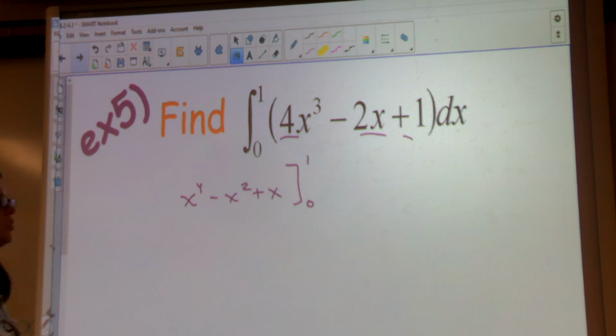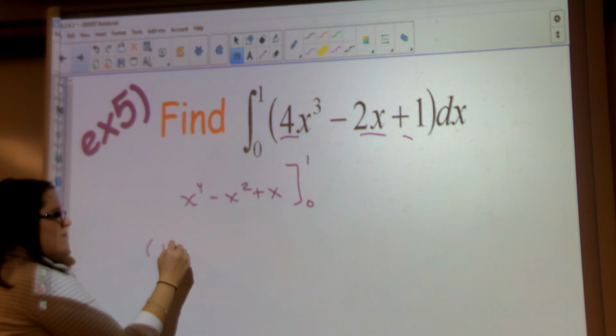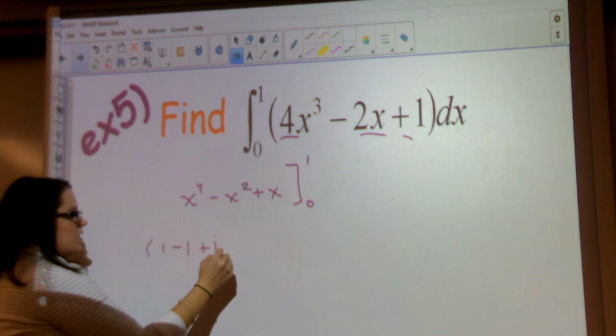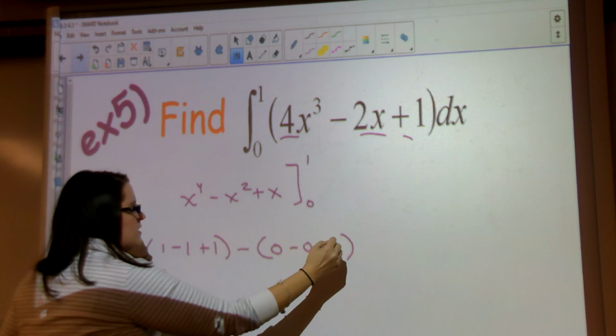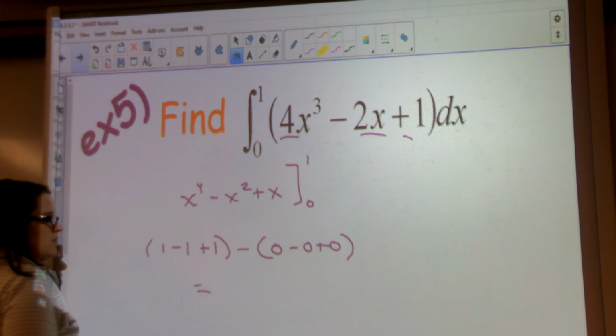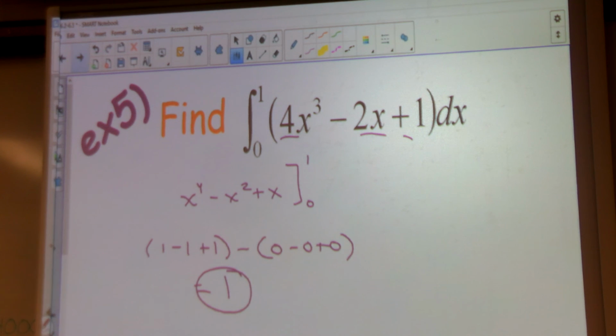Okay. Here's our notation. You will often see a bracket 0 to 1. Sometimes you'll just see a very long line there, 0 to 1. Usually you'll see a bracket when it's written by hand. Once it's typed, a long line. Now, evaluate. Show me work. Plug in 1, I get 1 minus 1 plus 1. Plug in 0, 0 minus 0 plus 0. What do I get? 1. The area under the curve is 1.